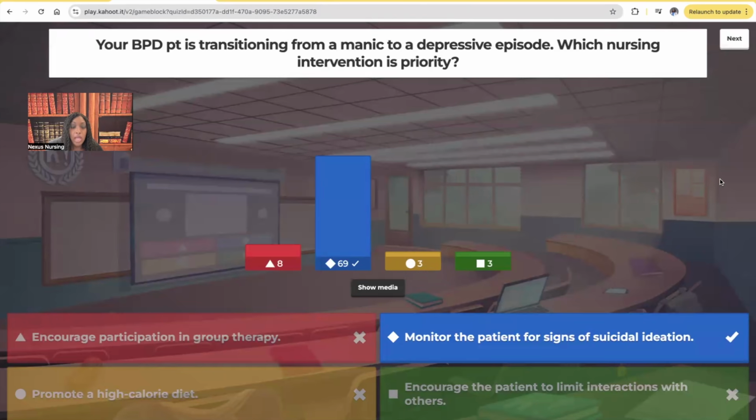Very good. Monitor the patient for signs of suicidal ideation. The question just told us the patient went from a manic phase where they had the feeling of grandiosity, where they think they're better than everyone else and they're happy and all over the place, to now a depressive stage. And what did I tell you depression is? Again, hostility, anger, resentment, turned towards who? Towards self. So you better be checking them for suicidal ideation.